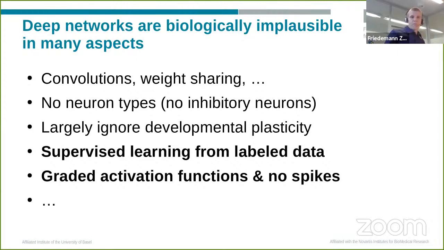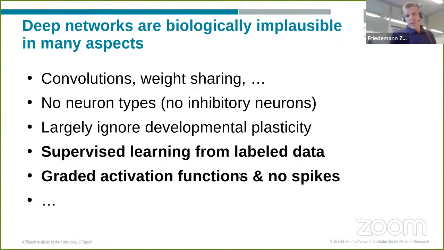So of course, there are many biologically implausible aspects about deep learning, for instance, convolutions, weight sharing. Then there are no neuron types, specifically there are no inhibitory neurons usually. So all things that we have in biology which are missing. And we largely ignore developmental plasticity aspects, many structural aspects. Importantly, usually we use supervised learning, meaning we use labeled data to train these networks, which is something that biological neural networks don't have the luxury of doing usually. They probably are trained in an unsupervised way. And finally, the normal artificial neural networks use graded activation functions for the sake of differentiability, and certainly they do not use spikes, which is the language that the neurons in the brain are using.